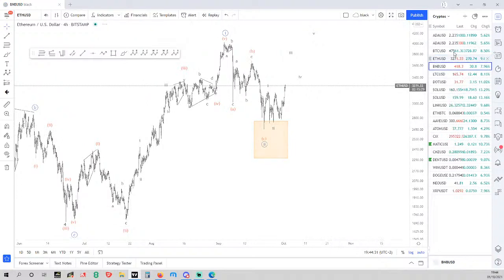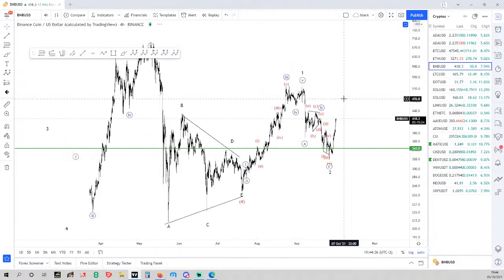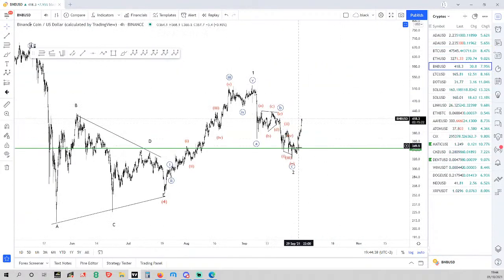But yeah, the same applies to Bitcoin. Binance Coin is quite interesting as well. Still, pretty much we're all on the same move. ABC everywhere.